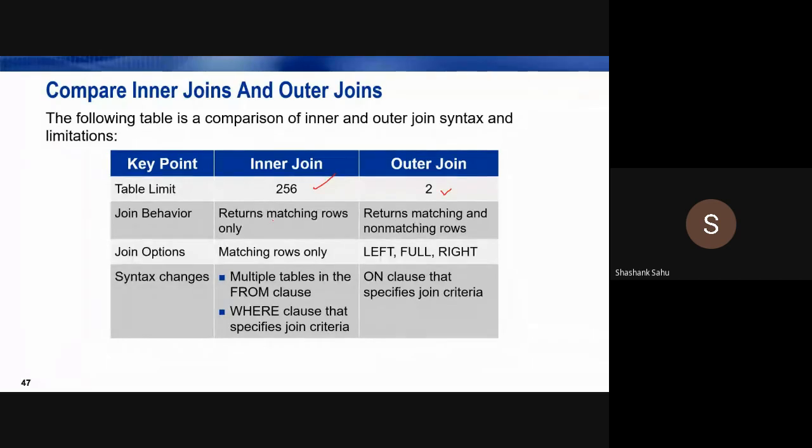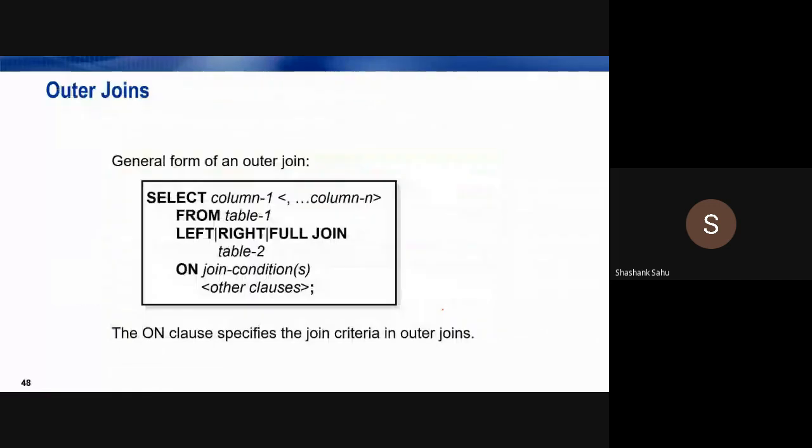So it will return the matching rows as well as non-matching rows. In the outer join, we have three versions: left outer join, full outer join, and right outer join. Now, an inner join can be written in two ways, with the help of the where clause and with the help of the inner join, and in the on clause we apply the join condition. So this is related to outer join. We have three options: left, right, and full join, between table 1 and table 2, and give the on condition.